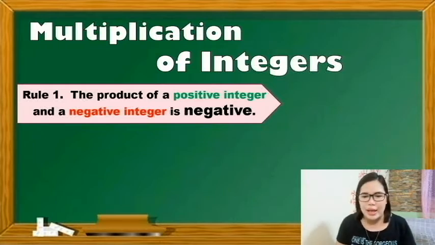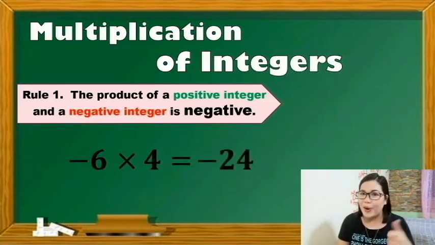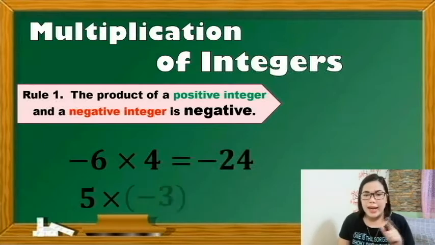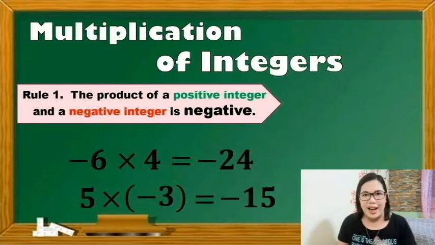So, let us have this example. We have negative 6 times 4. Since negative and positive, the product is always negative. So we have negative 24. Okay, another one. We have 5 times negative 3. So positive and negative, so expected that the product is negative. So that is negative 15. Okay. Very good. Now let's have second rule.